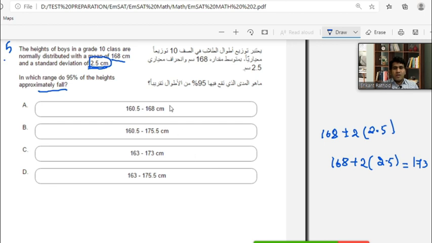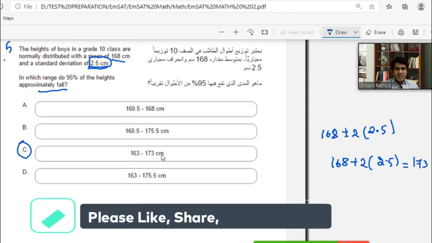Now look at options A, B, C, D. The greatest range which has 173 is only option C. So there is no need of checking the minimum range in the exam, because that is time-consuming. 173 is only here. Your answer should be C.